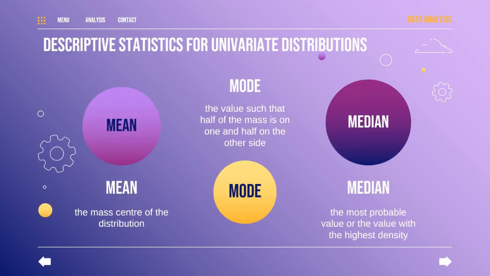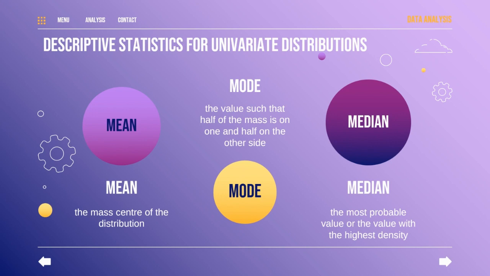Next, data summarizing statistics. As we discussed in the previous slide, the mean is the mass center of distribution, and the median is the value such that half of the mass is on one side and the other half is on the other side. For example, the most repeated data is called the mode. Next, the mode is the most probable value, or the value with the highest density.